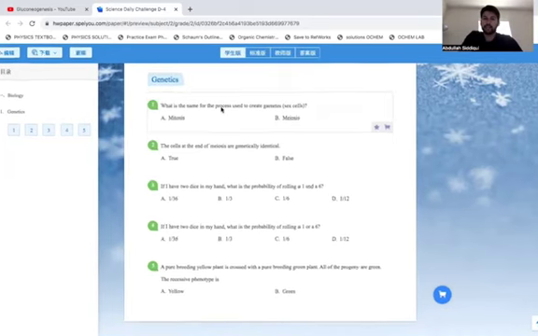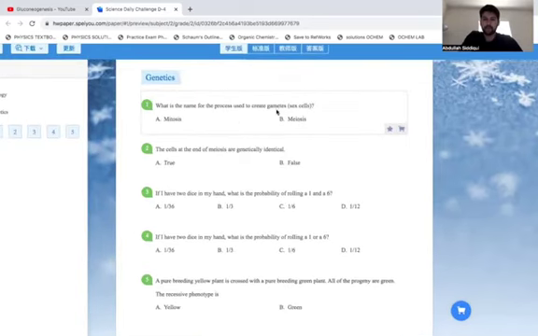Question 1 states, what is the name for the process used to create gametes or sex cells? So the answer to question 1 is going to be B, or meiosis, right? Remember, mitosis is the process where we're going from a diploid cell, so basically a cell that has 46 chromosomes, and then when that cell divides, each new daughter cell is going to also have 46 chromosomes. With meiosis, you start off with a diploid cell, and after 2 rounds of division, you're going to be producing 4 haploid cells that are basically all different from one another.